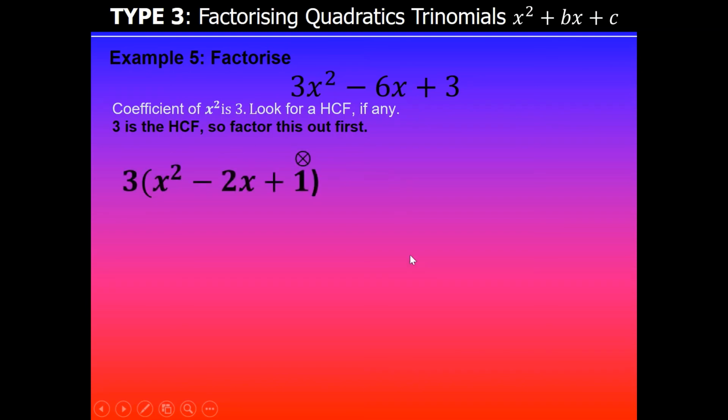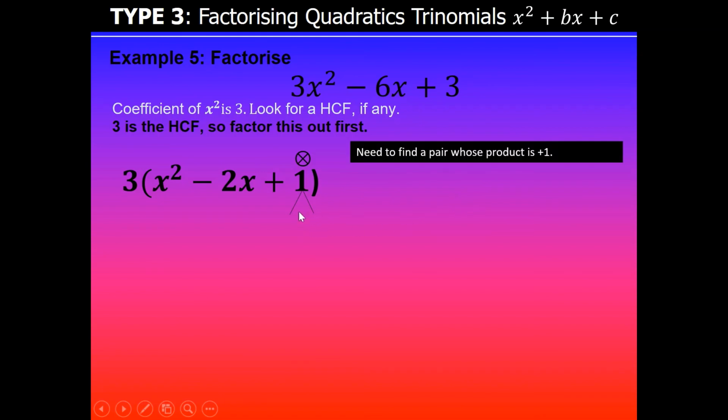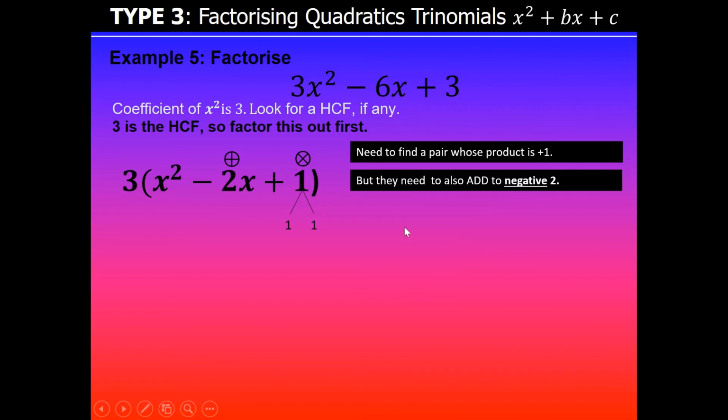So what that then becomes is 3 into x squared, because I've got 3x squared as my first term. So 3 times x squared will give me the first term, minus 3 times 2x will give me minus 6x, and 3 times 1 will give me positive 3. 3 has been factored out, so now that leaves us with a trinomial inside the bracket. So I need to find a pair whose product is positive 1, and in this case the options are 1 times 1 will give you a positive 1, but they need to also add to a negative 2, and in this case if I add 1 plus 1 I only get positive 2.